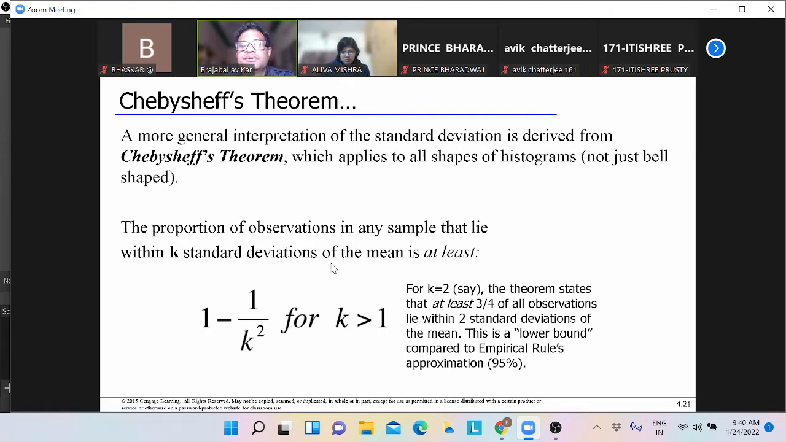What kind of distribution is the Chebyshev theorem applicable to? Sir, to all shapes of the histogram. Say it again, please. Sir, all shapes of histogram. Yes, all shapes, not only the normal distribution. Okay, so yes, Chebyshev.